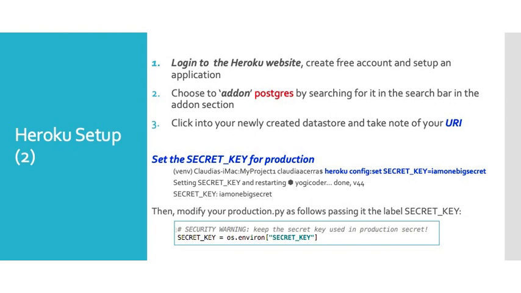Then we'll set up the secret key for production. From your virtual environment, you want to fire off the following: heroku config:set SECRET_KEY, and then pass a secret key. Then modify your production.py file as follows. You'll take that secret key that you just used in that Heroku command, and you'll pass it to os.environ, and then in square brackets, in quotes, SECRET_KEY, just like you saw it in that command.